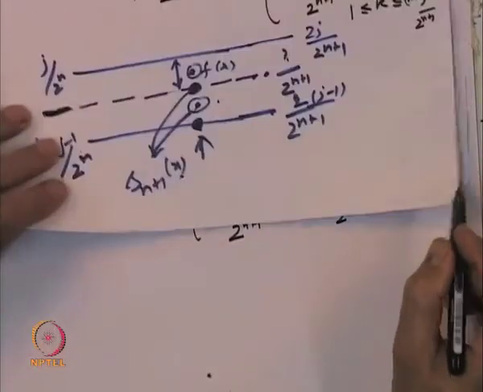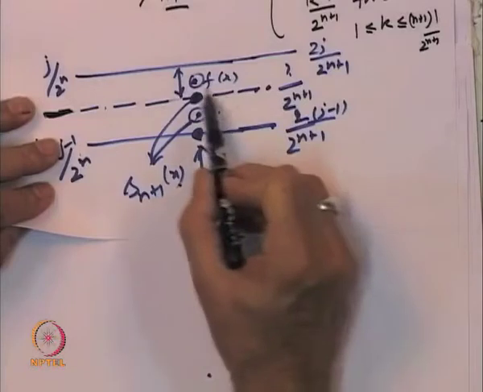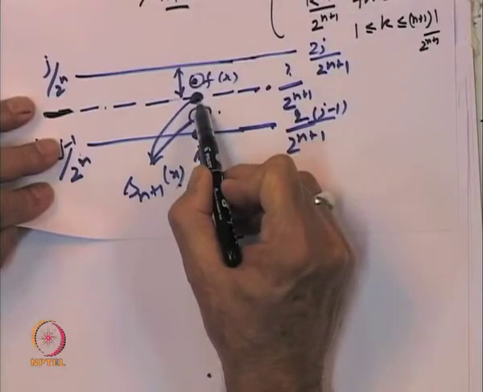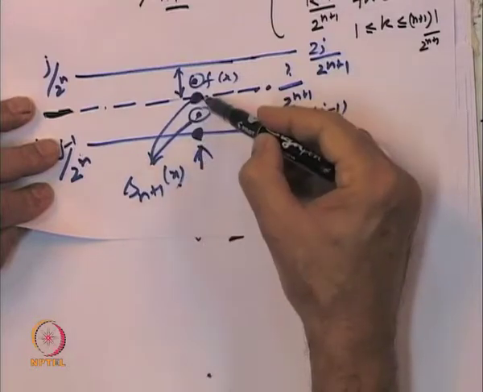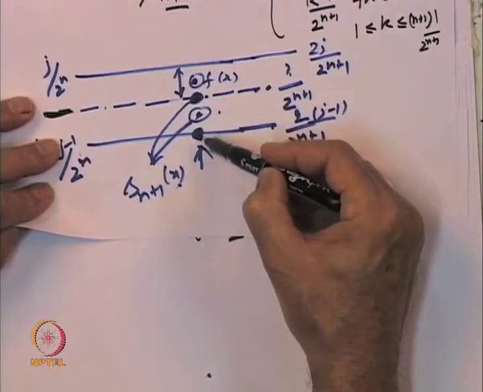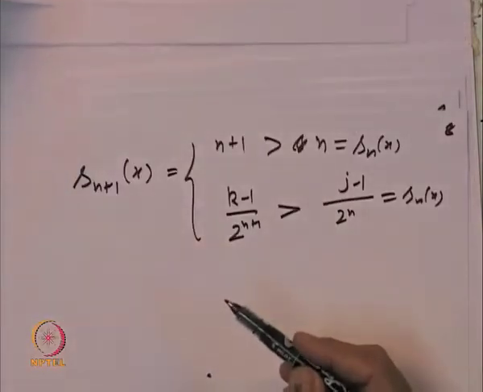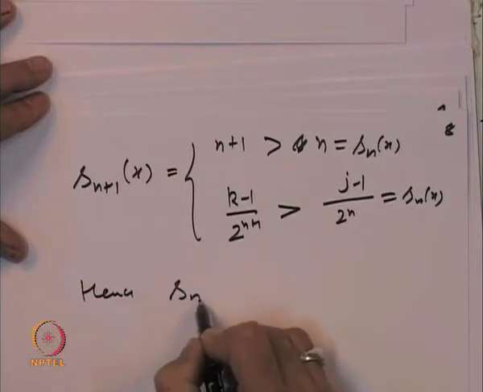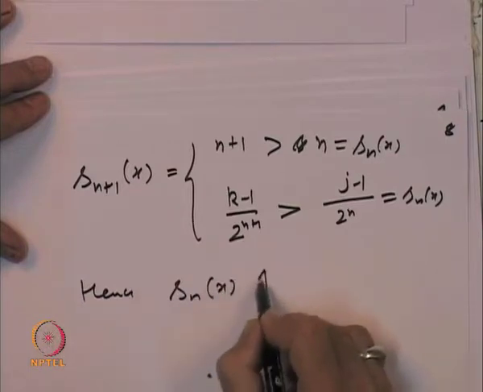Geometrically, it is quite clear what is happening. If f of x is here, in between here, then the value of S n plus 1 is this value, and if f of x is here, S n plus 1 is this value, which is the value of S n also. So, in either case, hence S n of x is increasing.